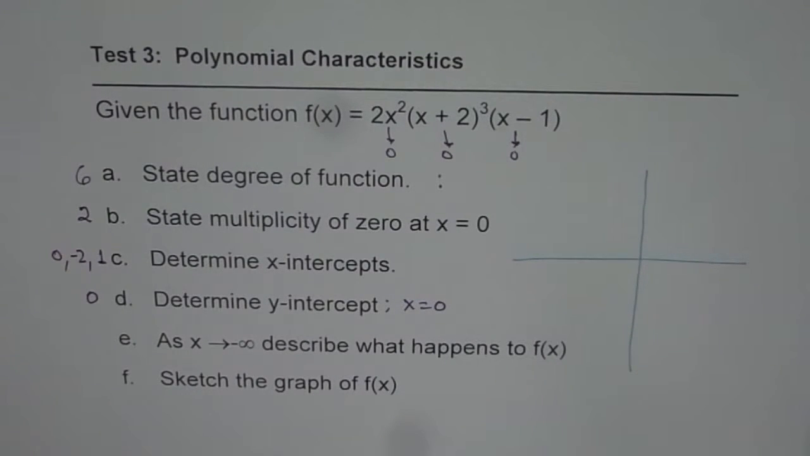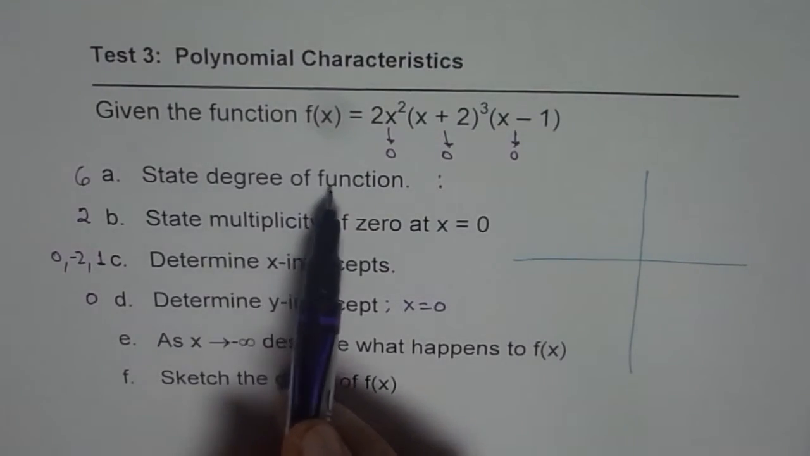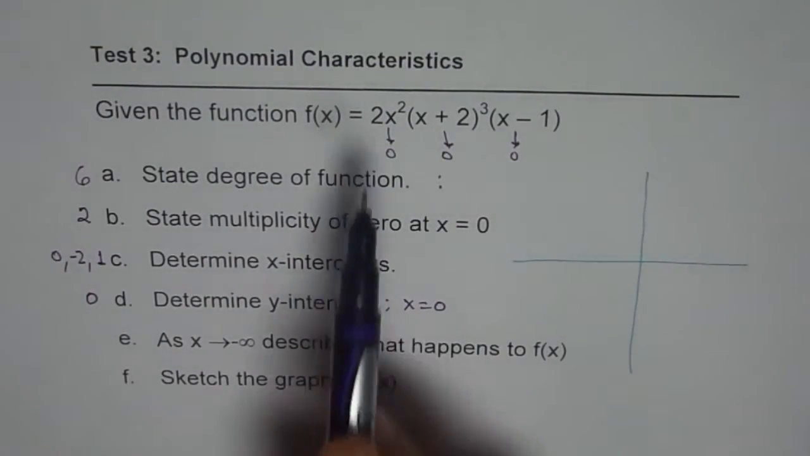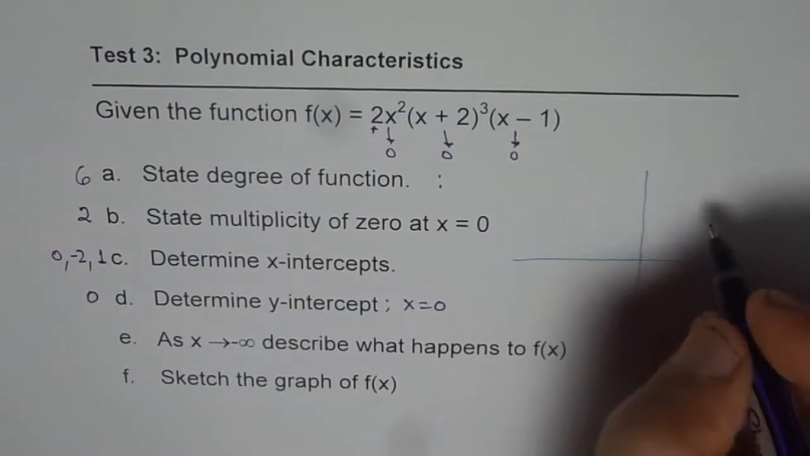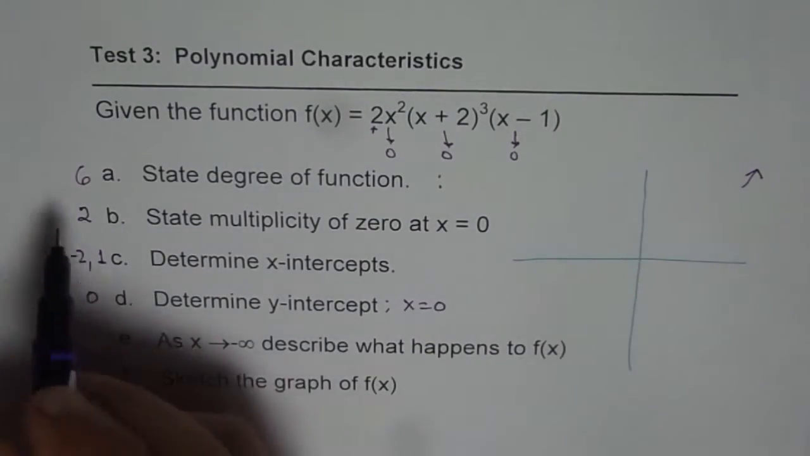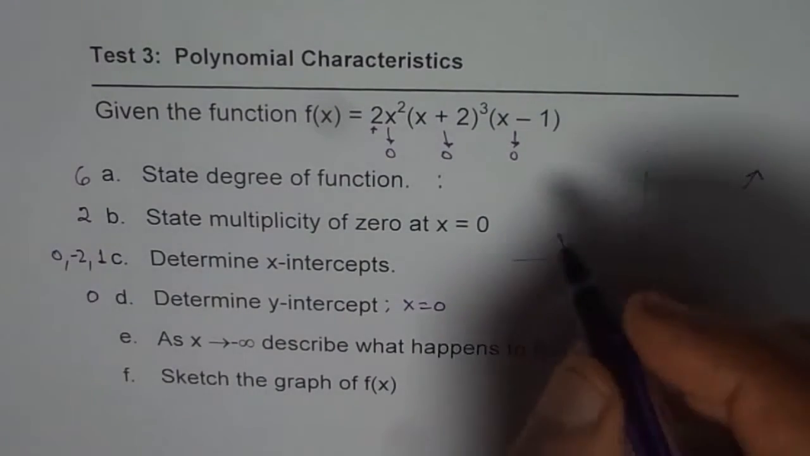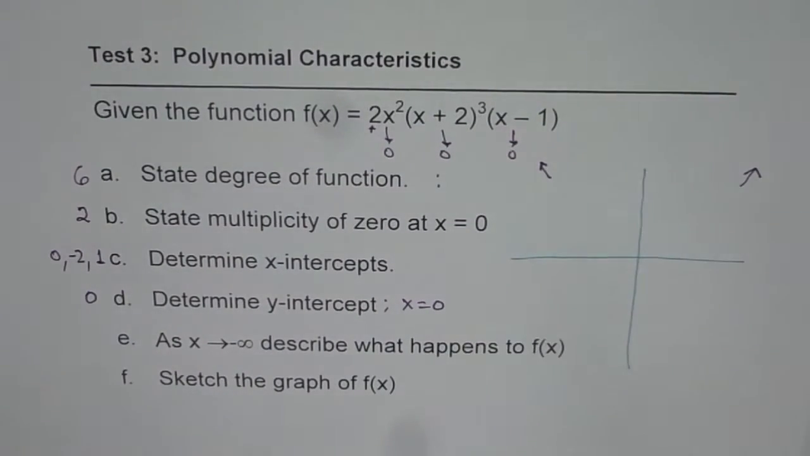Now we know that the degree is 6 and the leading coefficient is 2, which is positive. Positive means right side up. 6 means even degree, both ends on the same side. So that is the end behavior.